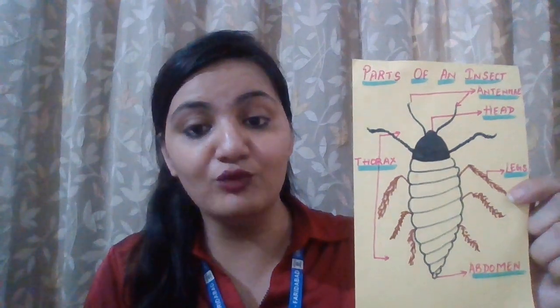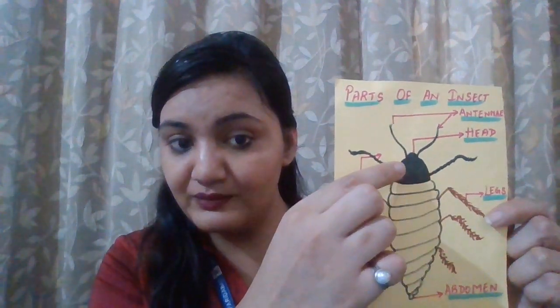Yes, that is the antenna. Then we are going to count the legs. 1, 2, 3, 4, 5, 6. Generally, an insect has 6 legs, but there could be more than that, even less than that. Correct? Then coming to the lower body part of the insect, this part is known as the abdomen. And starting from below the head to above the abdomen, this entire body part is known as the thorax.